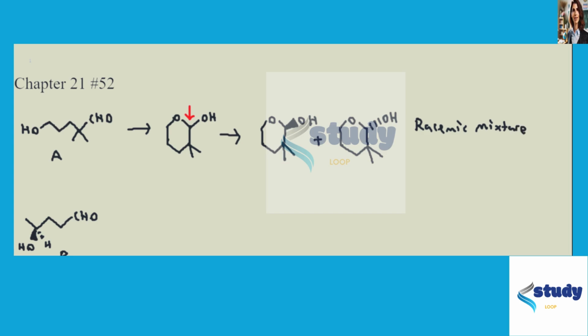And we should know that racemic mixtures are not optically active. Okay, and so that accounts for A not being optically active. And then when we look at what the product of B is going to be, B is going to cyclize to a 5-membered ring.